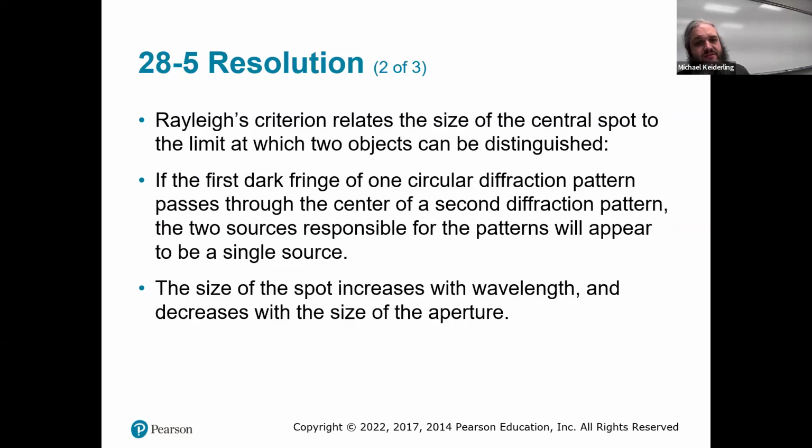Rayleigh's criterion relates the size of the central spot to the limit at which two objects can be distinguished. So if the first dark fringe of one circular diffraction pattern passes through the center of a second diffraction pattern, the two sources responsible for the patterns will appear to be a single source. So the size of the spot increases with wavelength and decreases with the size of the aperture.